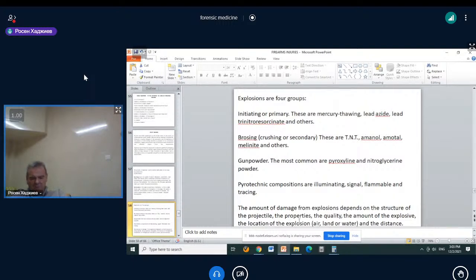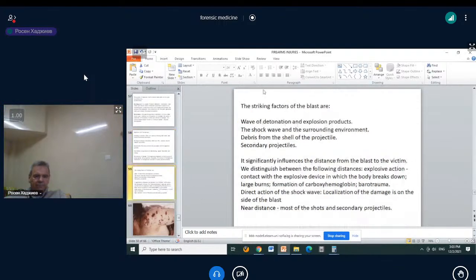The extent of the damage from an explosion depends on the structure of the projectile itself, the properties, the quality, the amount of the explosive, the location of the explosion (air, land, or water), and the distance from the body. The striking factors of the blast are the blast wave or detonation, the shock wave, and the debris from the shell or secondary projectiles: stones, trees, soil. It significantly influences the distance from the blast to the victim.